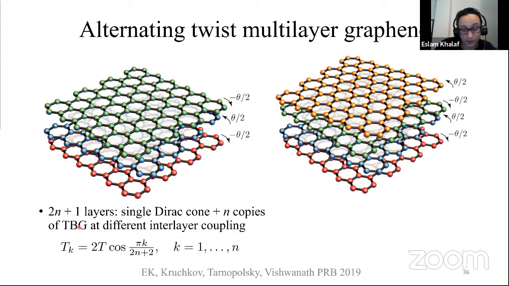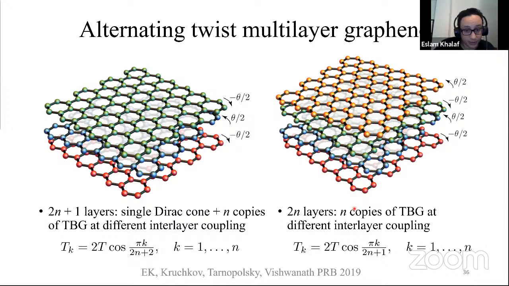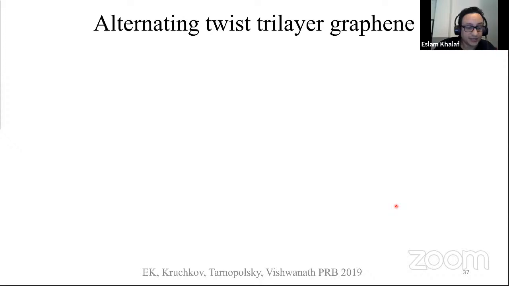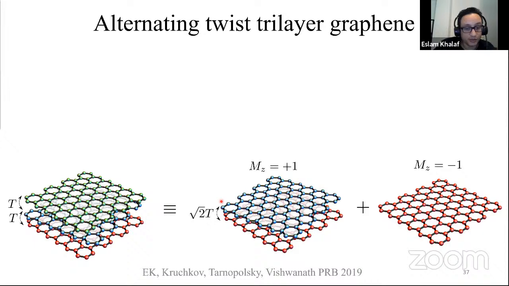And a very similar statement happens also for an even number of layers. If we have 2n, it maps to n copies. So if you take the simplest case, which is a trilayer, we find that this actually maps to a twisted bilayer graphene where the interlayer tunneling is rescaled by a factor of root 2, plus a single Dirac layer. And the main implication of this is that we get the same magic angle behavior, but the magic angle is rescaled by a factor of root 2.